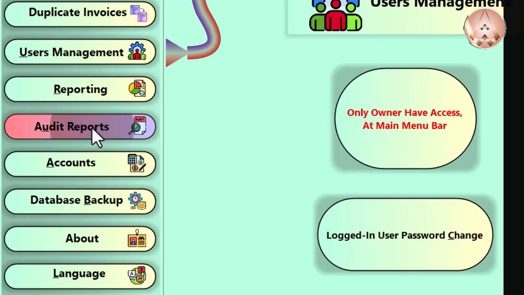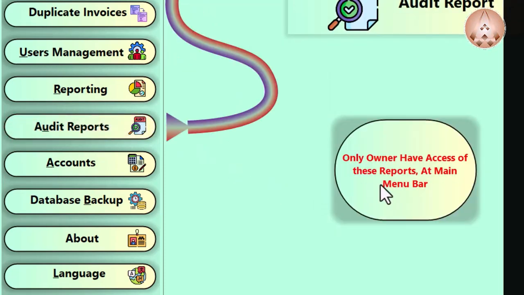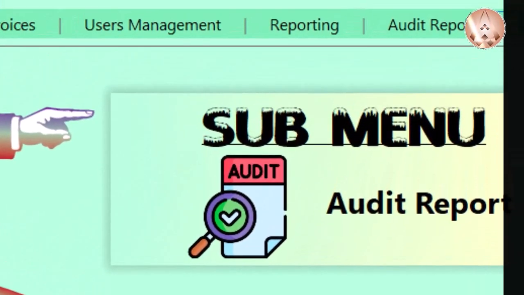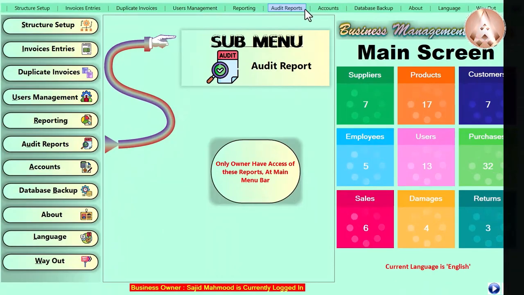So in case of audit reports, we don't have any button here, only a label which has a text that says that only the owner has access to these reports at the main menu bar. So let's go to the audit reports at the main menu bar and see what kind of functionalities it has. But before going into detail of audit reports, I want to tell you why I use the word audit reports. Basically, with the help of these reports, you can inspect, examine, investigate, analyze, and check the activities performed regarding those reports. Take an example of the product report.